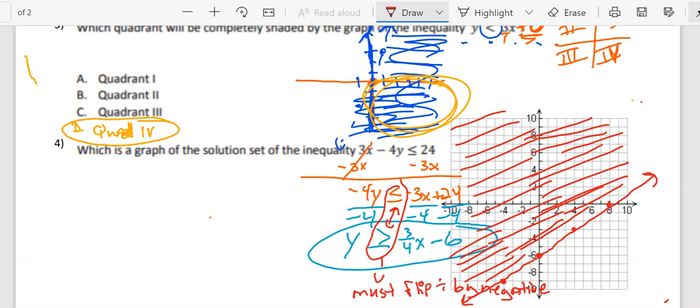All right, so here is the final one, and it's going to be a solid line. The thing you needed to take into consideration here is that you have to solve for y. You divide by a negative, so that meant I had to flip that sign.